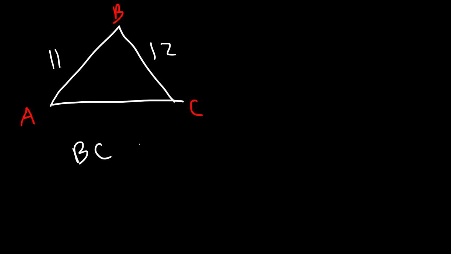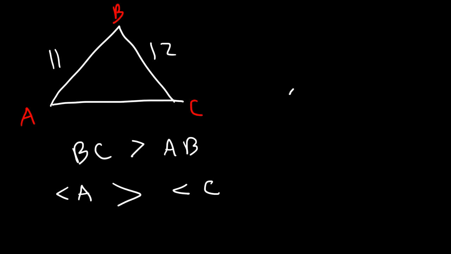So since BC is greater than AB, the angle that is opposite to BC, which doesn't have these letters, that's going to be angle A. Angle A is going to be greater than angle C. So make sure you understand that.